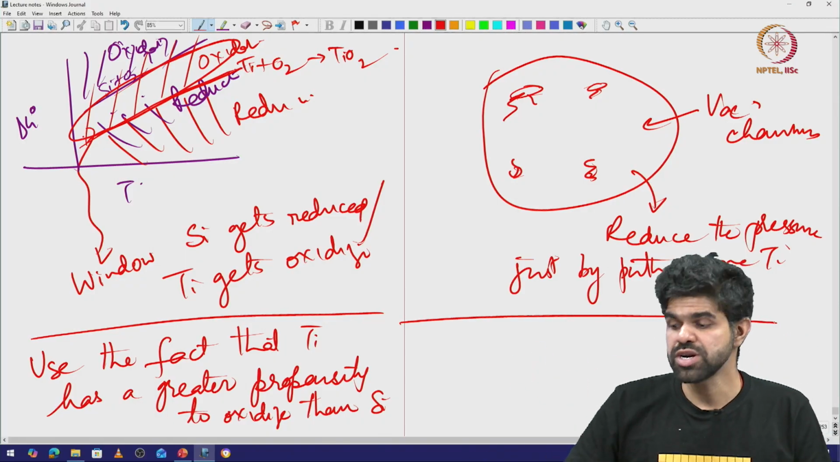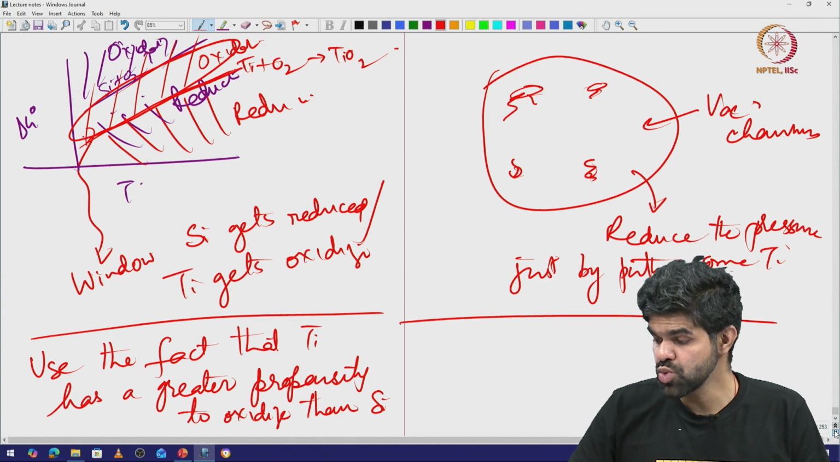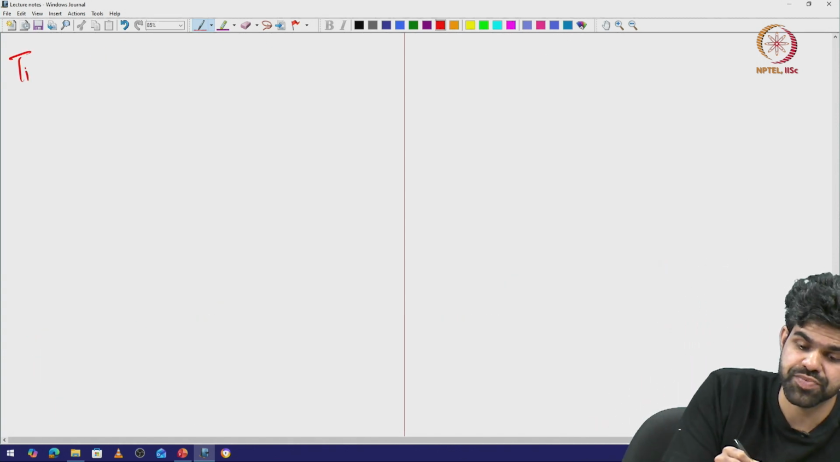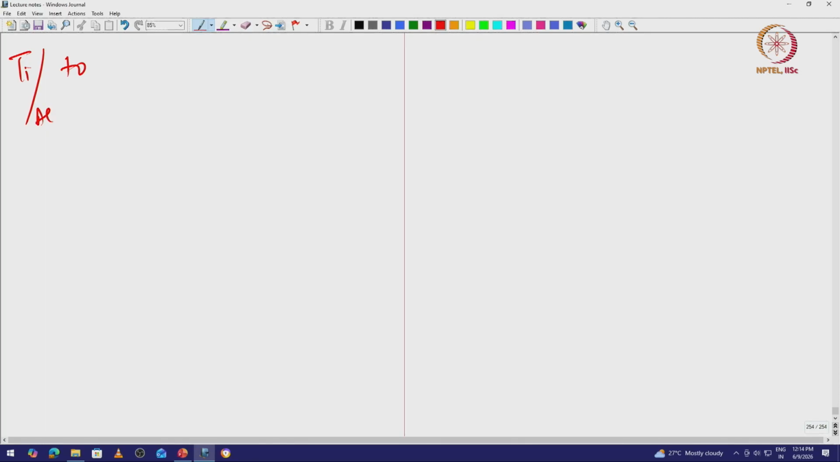But here what we are doing is using titanium, or aluminum, or zirconium, to scavenge oxygen from silicon oxide.